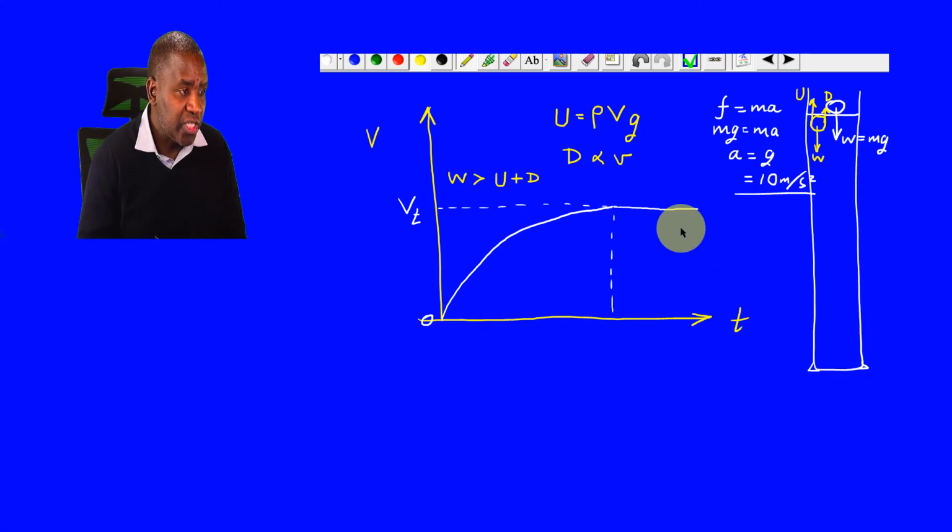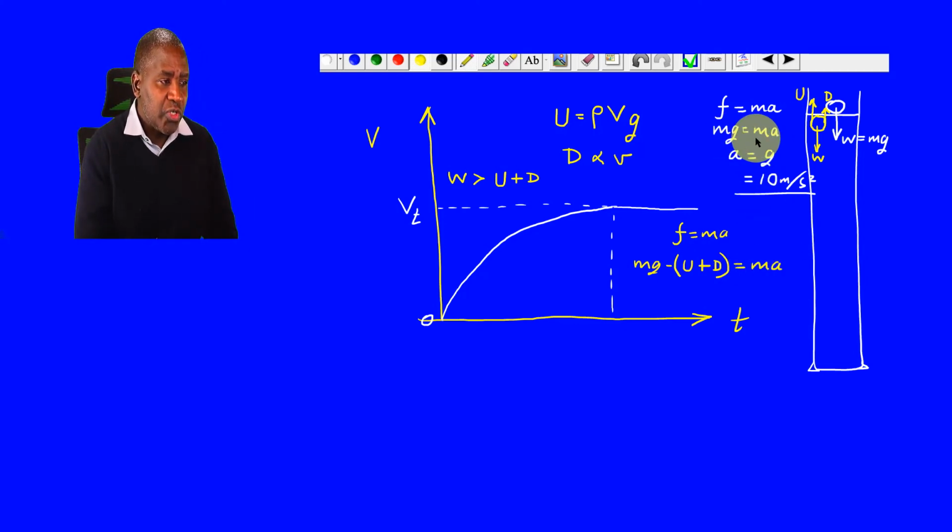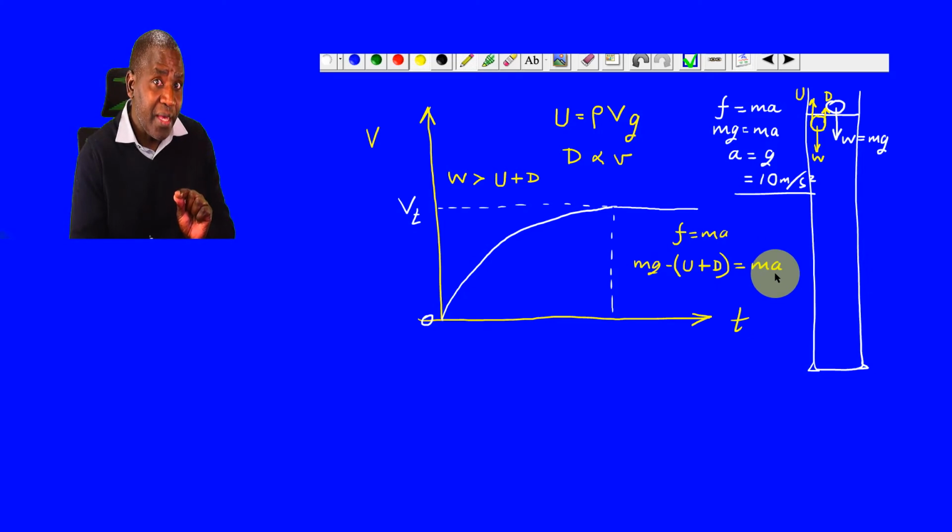Again, when we use this equation, F is equal to ma, let's see what happens to this F. This time, the F will be equal to mg minus the sum of the upthrust and the viscous drag, is equal to ma. I want you to compare this equation here. mg is equal to ma, and mg minus something is equal to ma.